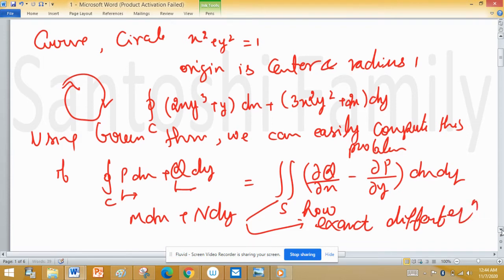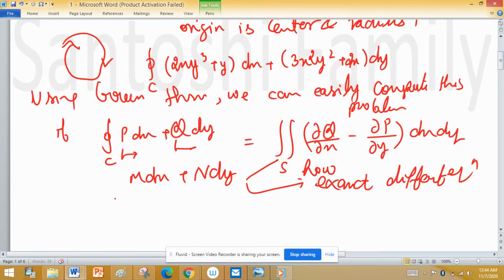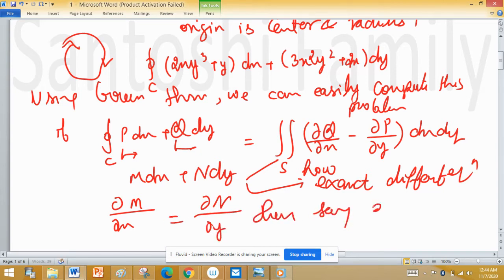In exact differential equation, what we check is partial M with x and partial N with y, if they are equal, then we say exact. If not, not exact. Same here, Q, which one is coming with dy, means Q with respect to x, and as P is coming with dx, a small change with respect to x, means partial differential with y.